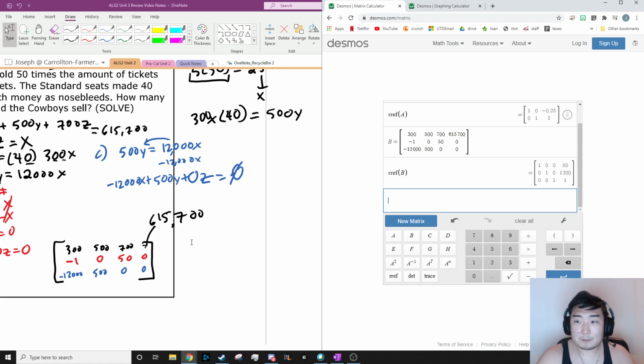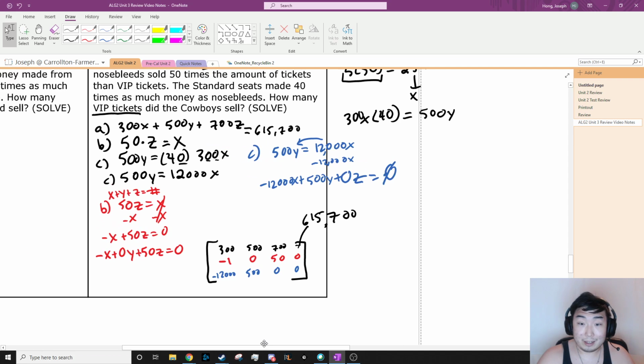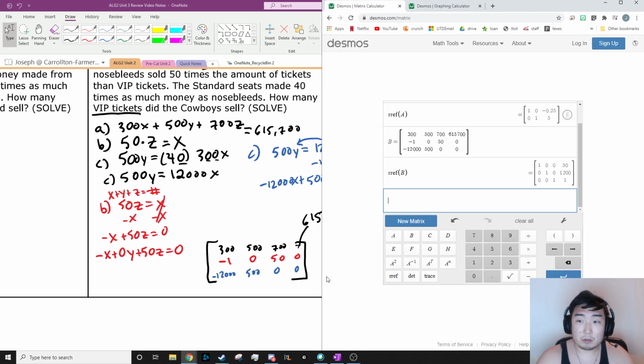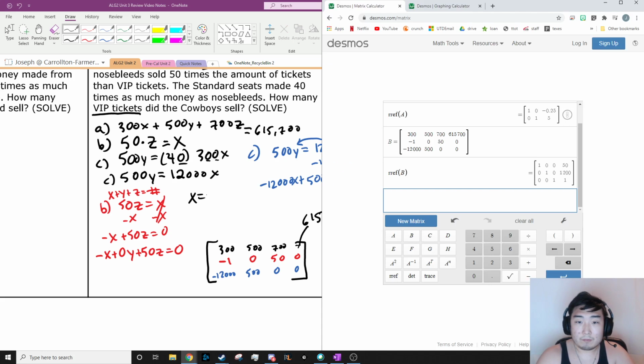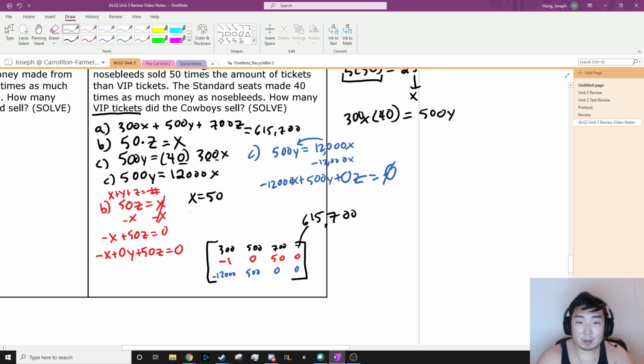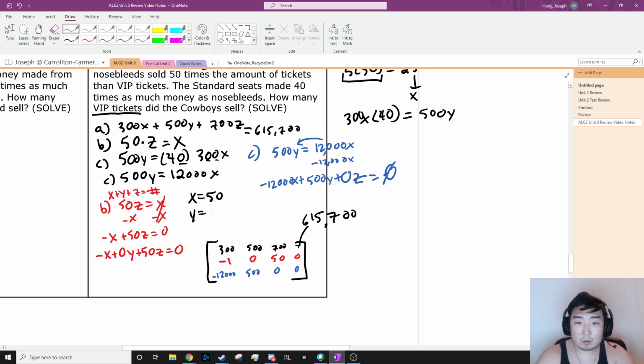Nice. So it looks like regular whole numbers, and that's a good sign in regular. In pre-AP, you don't know. But in regular, we can assume that this looks pretty good. So x is equal to 50. Y is equal to 1200. And z is equal to 1.